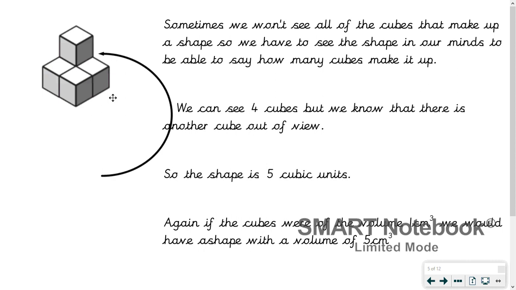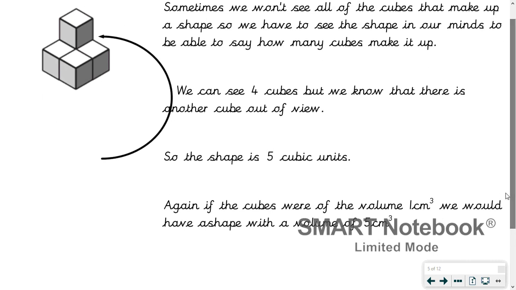So we can see 4 cubes, but we know there's another 1 underneath out of view. So the shape is 5 cubic units. If each cube was 1 centimeter cubed in volume, when we've got 5 of them, it would be 5 centimeters cubed, would be the volume of the whole shape. So keep in mind that you've got to find ones that are out of view as well.